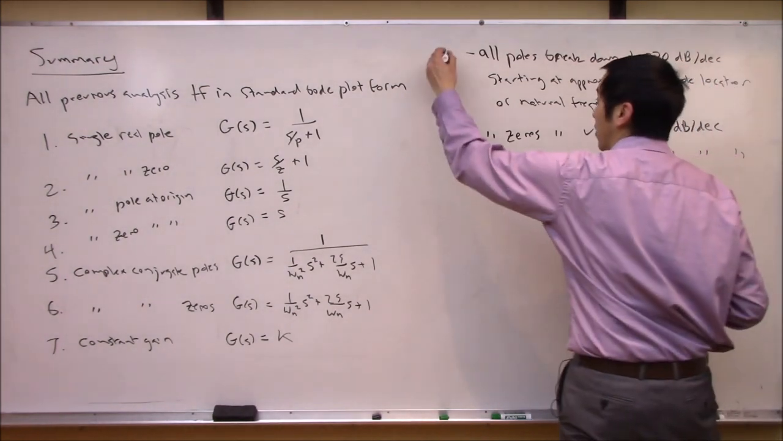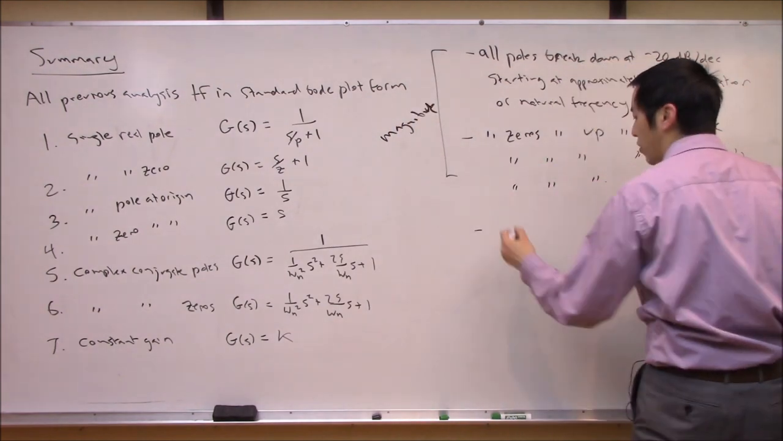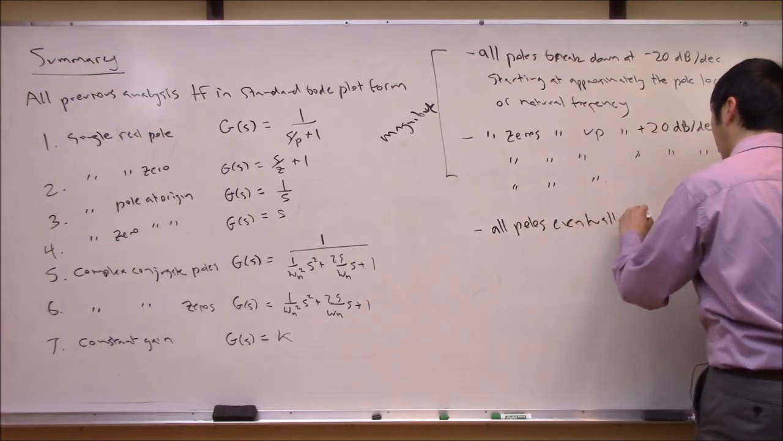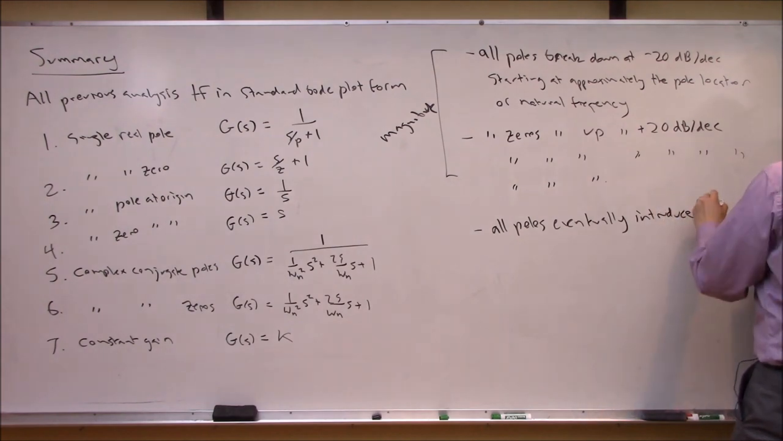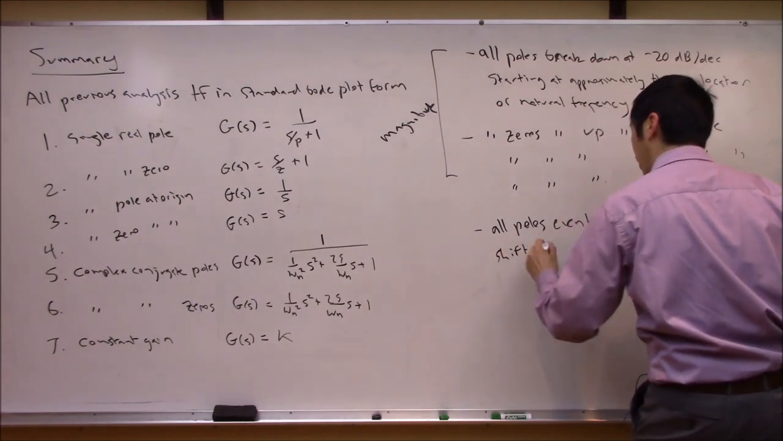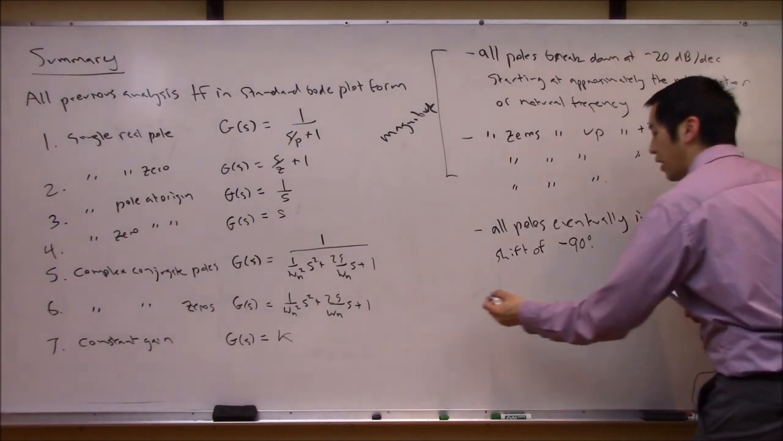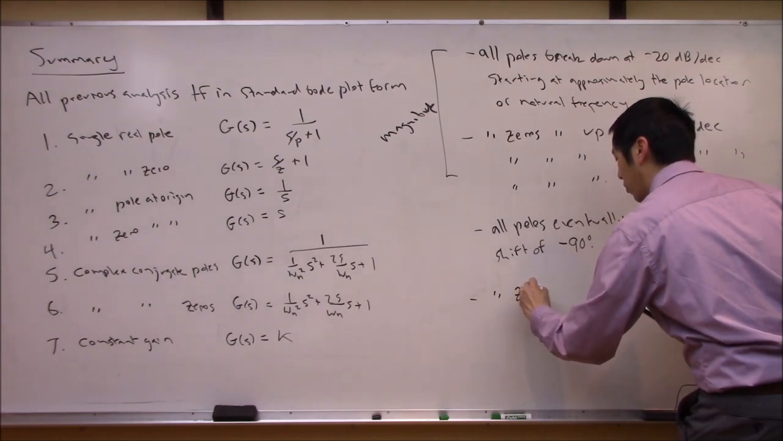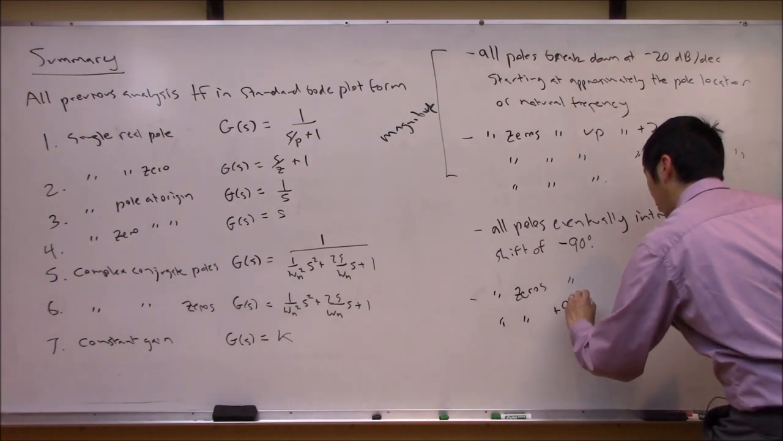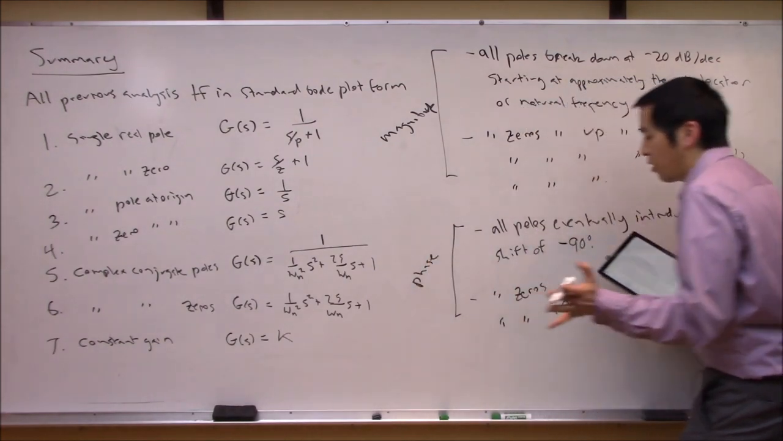What about the phase? Maybe we should say these were some things to take away for the magnitude. For the phase, we saw that pretty much all poles eventually introduce a phase shift of minus 90 degrees. So each single pole, you'll lose 90 degrees. Similarly, all zeros eventually introduce a phase shift of positive 90. So again, we saw this nice duality. Here were your rules of thumb for the phase, and these all apply here.